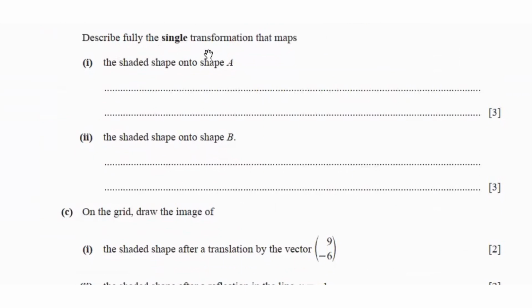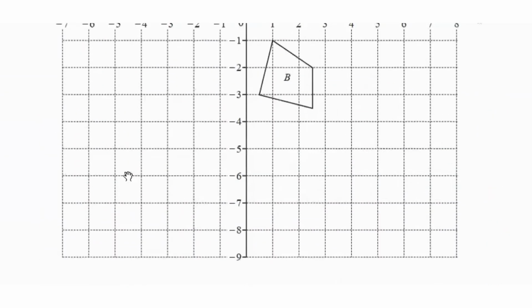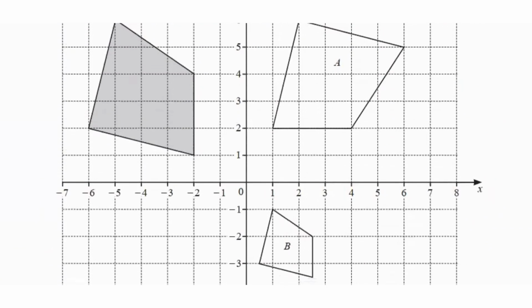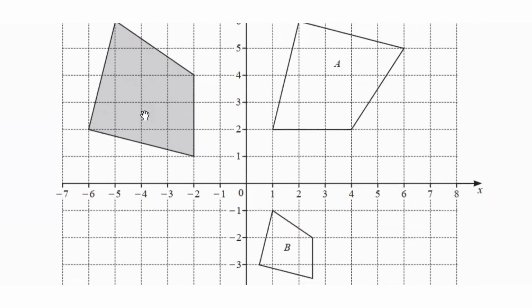Then describe fully the single transformation that maps the shaded shape onto shape B now. So now if you look at the shaded shape and shape B, the direction in which the shape is placed is exactly the same, but what's different is the size. Shape B is smaller than the shaded shape.